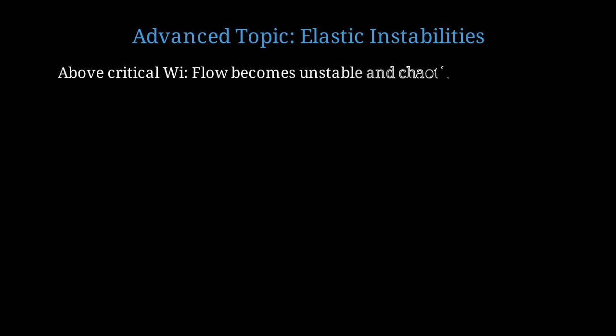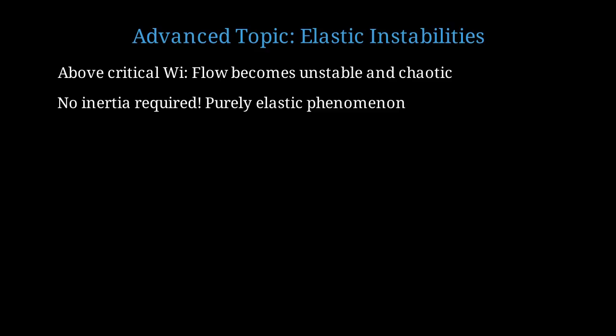Let me briefly mention an advanced topic, elastic instabilities. When Weissenberg number gets very high, something dramatic can happen. Above a critical Weissenberg number, the flow transitions from steady to unstable and eventually chaotic. This is called elastic turbulence. The remarkable thing is, this happens with zero inertia. It's a purely elastic phenomenon driven by the stretching and relaxation of polymer chains.